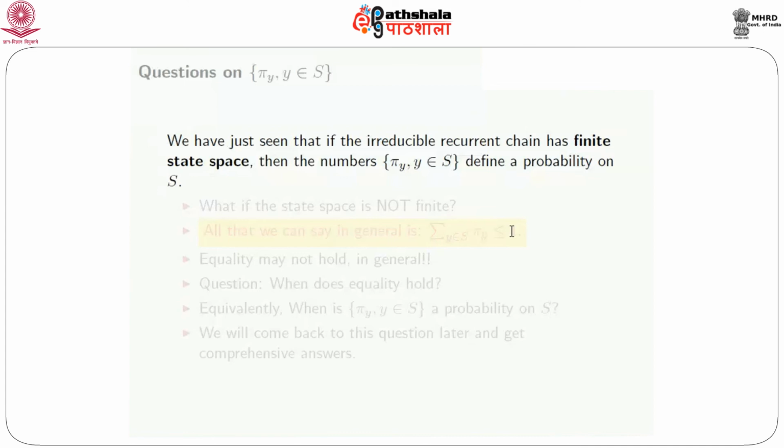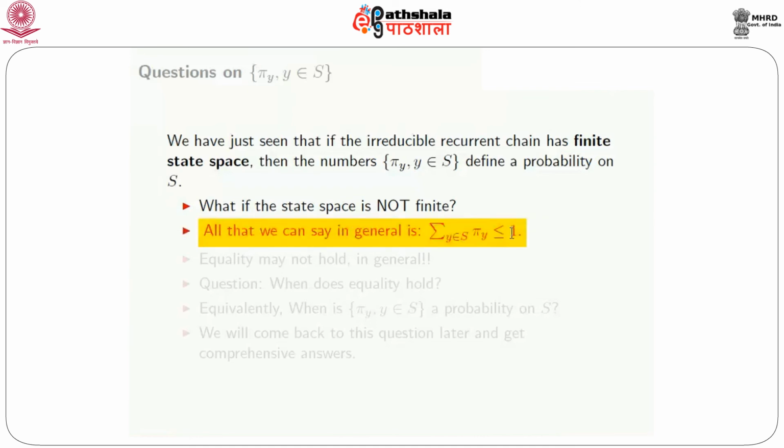This naturally leads to questions. What if the state space is not finite? Would pi y, y in S, still be a probability on S? Well, in general, no. In general, all we can say is that the sum of pi y's over y in S can only be less than or equal to 1. That's the best we can conclude. Equality may not hold in general.